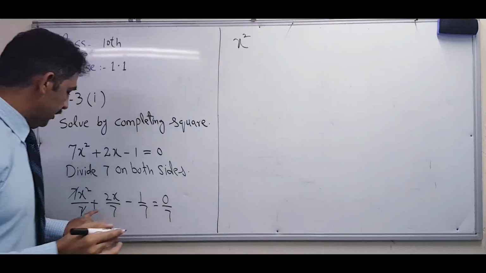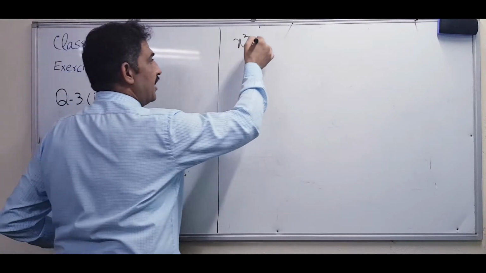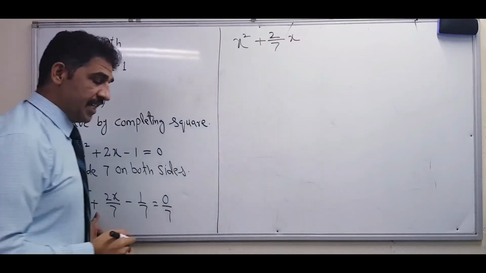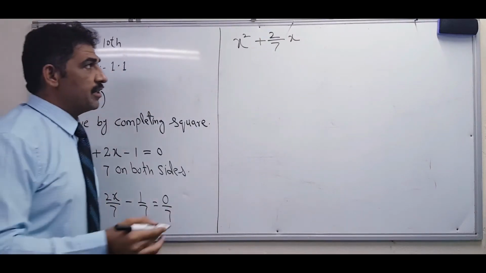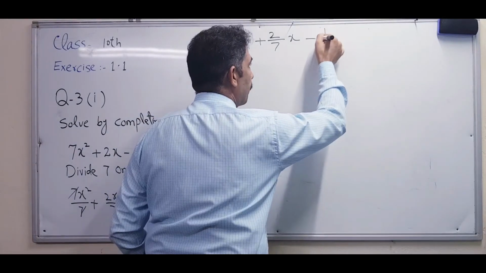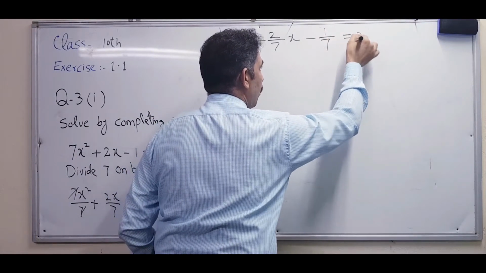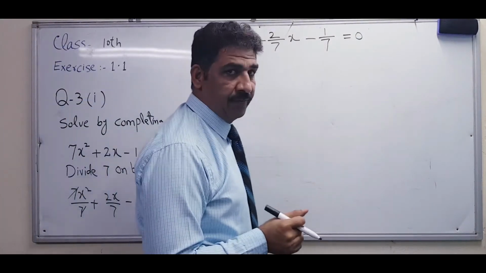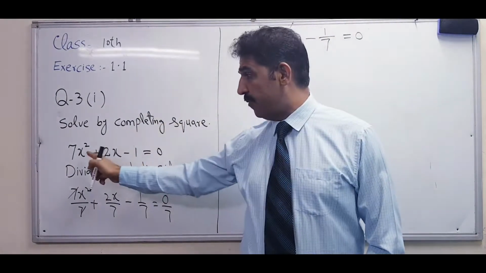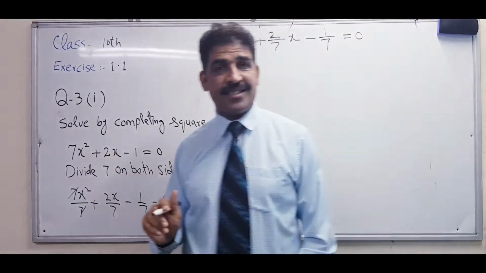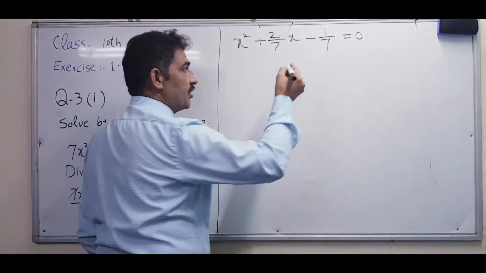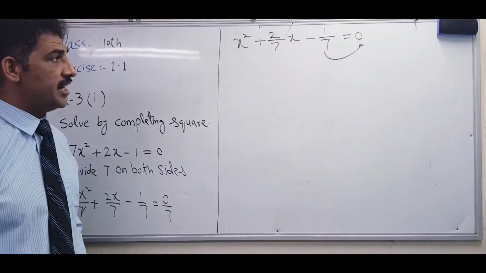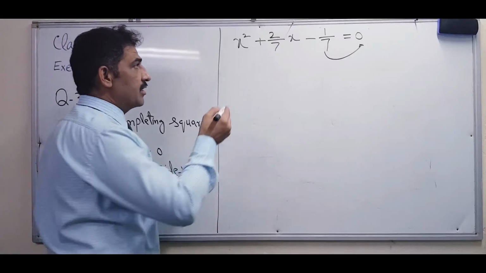After simplifying this equation more, what answer do we get? x square plus 2 by 7 x minus 1 over 7 is equal to 0. Right? Now we will come to the next step. The first step, what is that? Good. Make the coefficient of x square equal to 1. Now the second step: you have to shift the constant term to the other side of the equal sign. That is the second step.